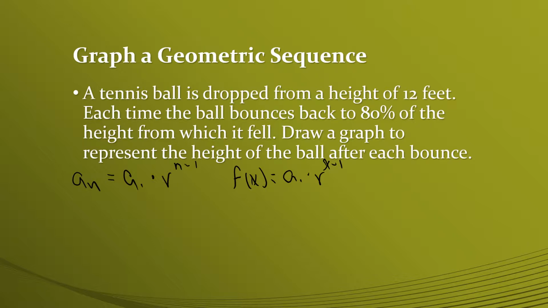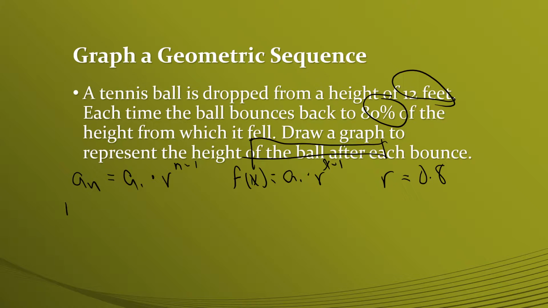All right, so let's think here. The ball's dropped from 12 feet, and each time the ball bounces back to 80% of the height from which it fell. So I'm interpreting here that the common ratio is going to equal 80% or 0.8. And it says to draw a graph to represent the height of the ball, and this is critical right here, after each bounce. Now, I might be tempted to think that a_1 is 12, because I'm given that it's dropped from a height of 12 feet.